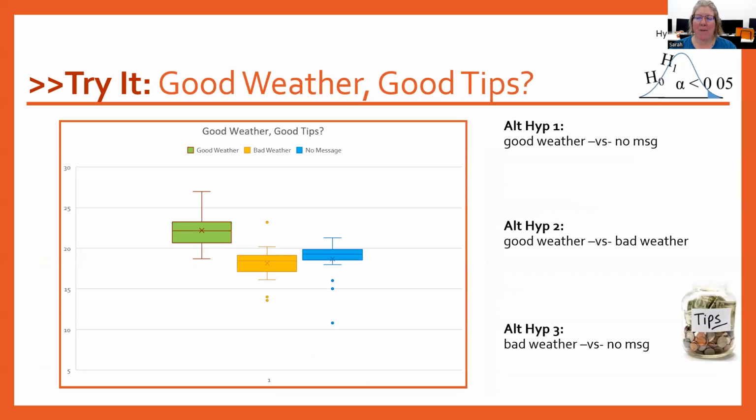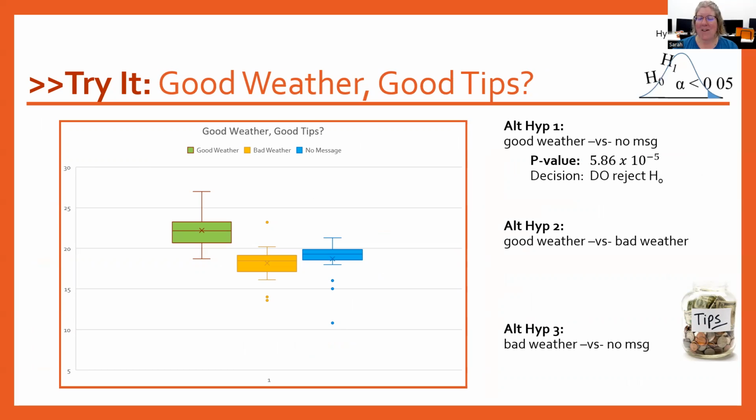All right, so let's take a look actually at all of your predictions. So the one we just looked at was the good weather versus no message, and we found that we do reject the null hypothesis. That's the same thing as saying that your results, or the difference in the means, is statistically significant. So statistically significant goes with do reject the null hypothesis.